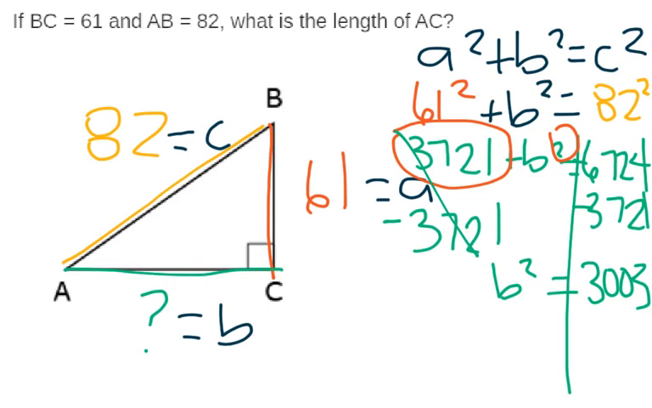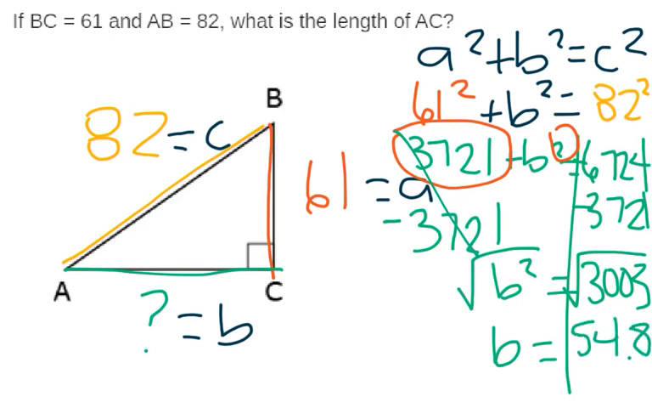And then to get rid of your square, I'm going to find the square root and do that to both sides to balance my equation. The square root of b squared is b, and the square root of 3,003, again, use your calculators, is 54.8. And then that's your missing side length of AC.